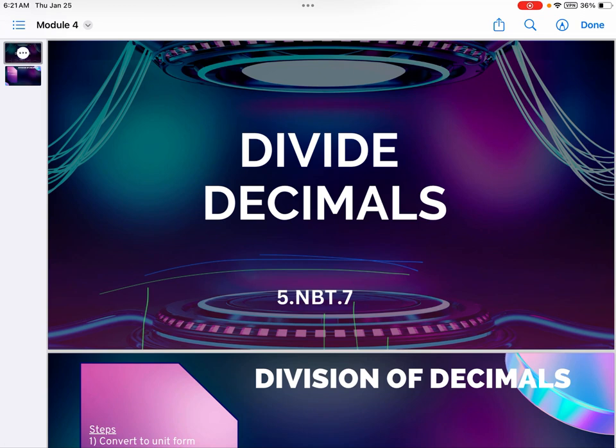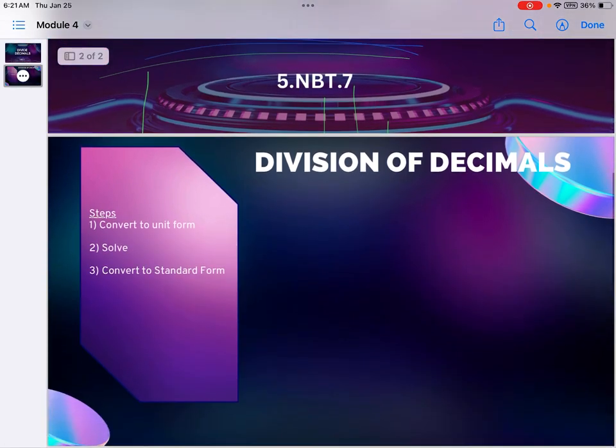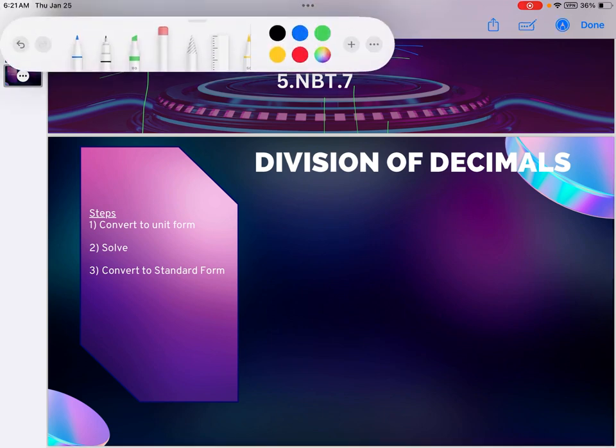Okay, so this is the division of decimals, which is standard 5.NBT.7. And with most problems, I tell students to follow 3 simple steps, and those are convert it to unit form, solve it, and then convert it back to standard form. And so I'm going to show you a few examples here.